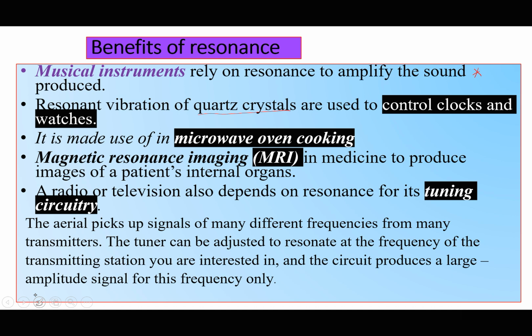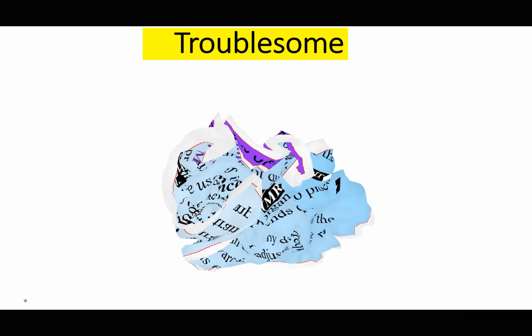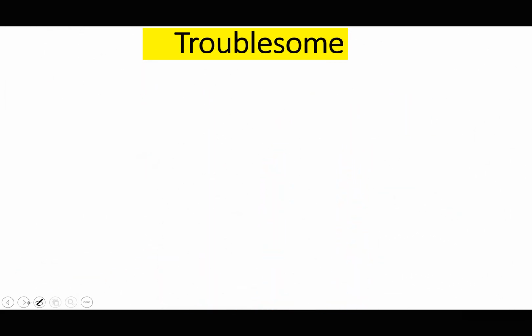Even though this may not be examinable, resonance could be troublesome. Even though it is used to control clocks and watches using vibrating quartz crystals, even though resonance is important in microwave oven cooking, even though resonance is important in magnetic resonance imaging and tuning circuits of radios and TVs, resonance could be troublesome. How is resonance troublesome? I'll give you some everyday scenarios in which resonance has been troublesome.